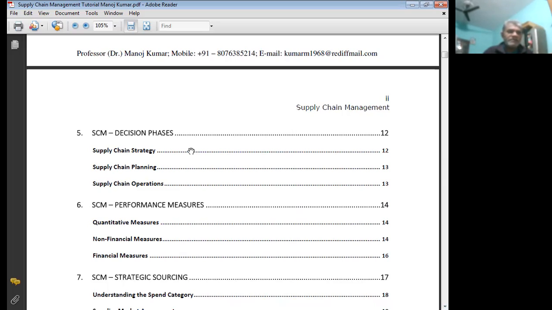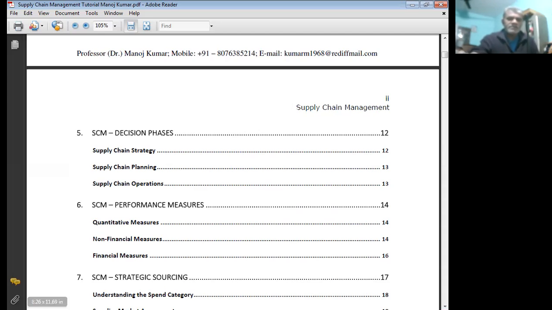Supply chain management performance measures. What are the different measures of supply chain management? What are the quantitative measures of supply chain management? What are the non-financial measures of the supply chain? And what are the financial measures of supply chain management? These are the performance measures of supply chain management: quantitative measures, non-financial measures, and financial measures.